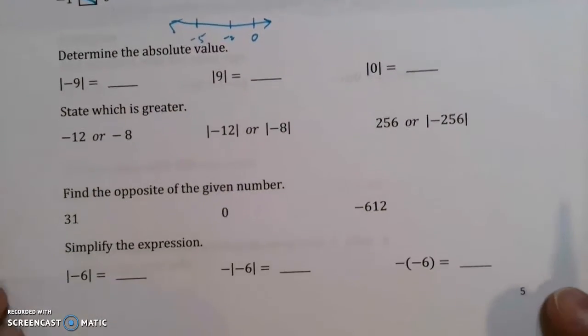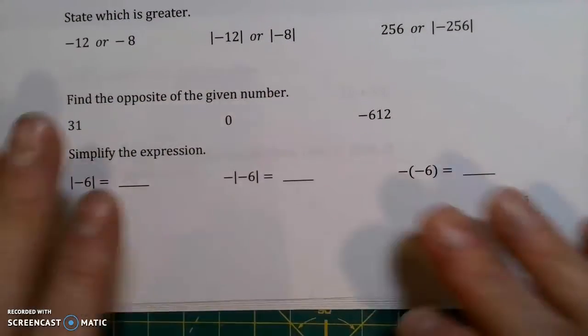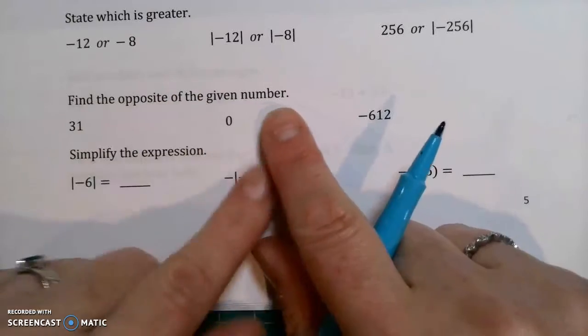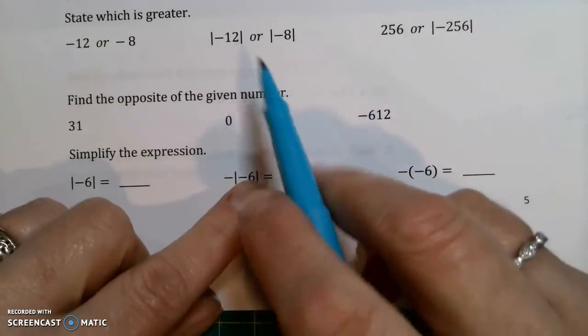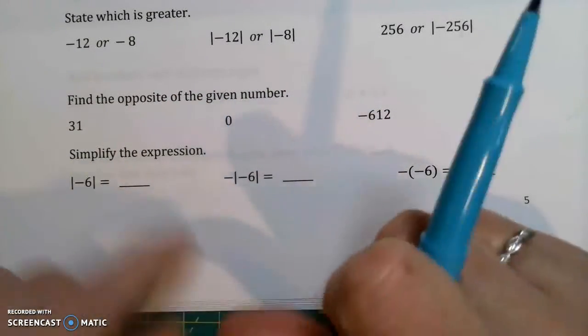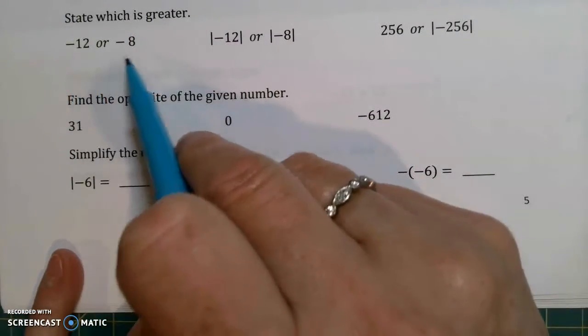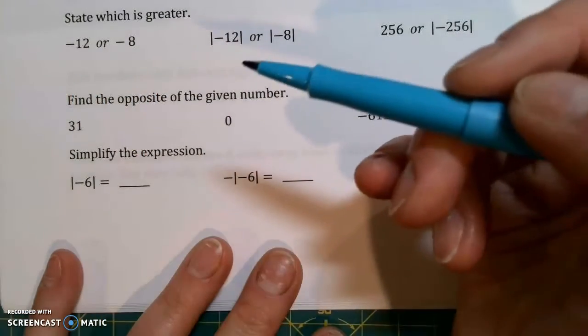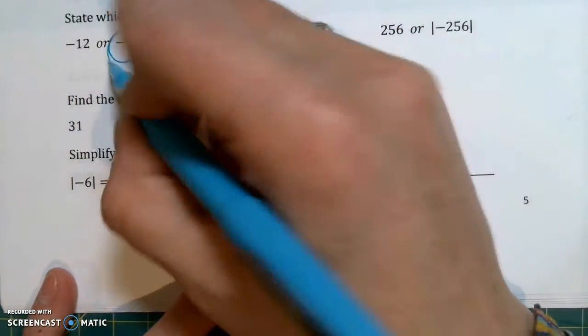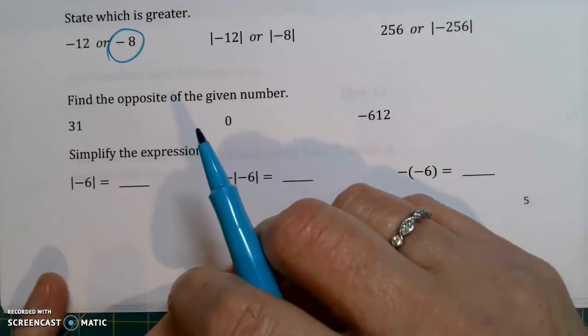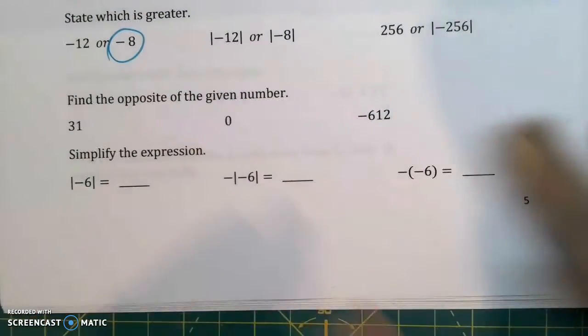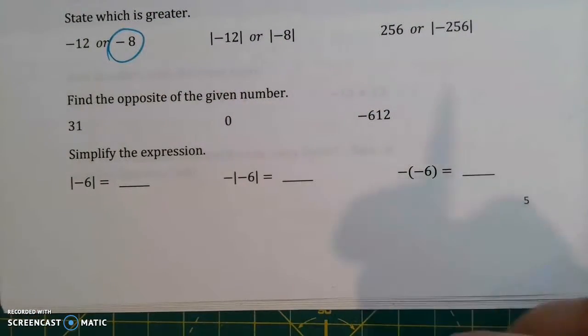All right, we looked at some absolute value ones before. For these other ones down here, to see which one is greater, you do have to figure out the absolute value of these first, if there is an absolute value involved. So for -12 and -8, I'm just comparing those directly. So -8 would be larger because I'm in less debt. It's farther to the right on my number line.